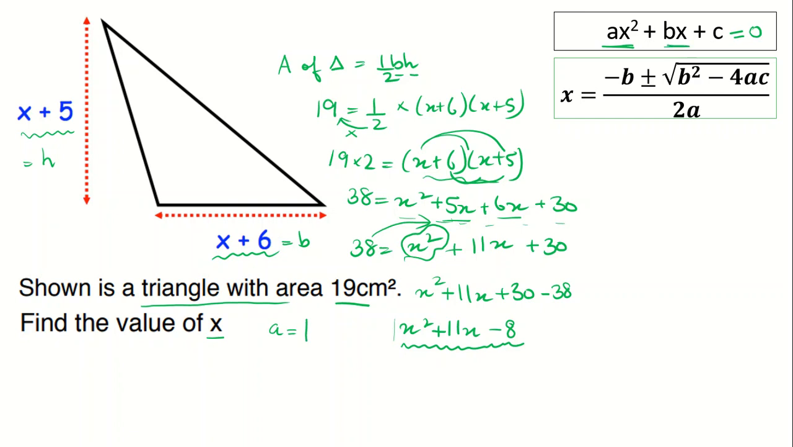My B is the one that is attached with the x. So my B is equal to 11. And then my C is the number that is standing alone here, that is negative 8. So my C is negative 8.